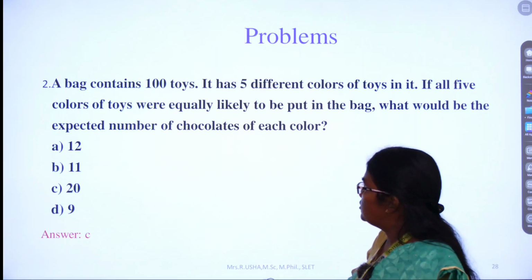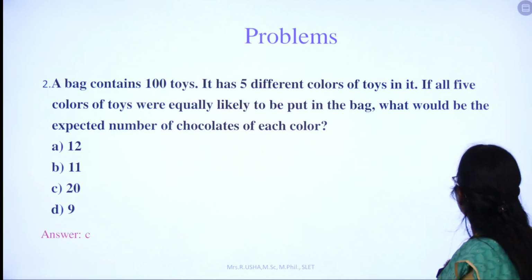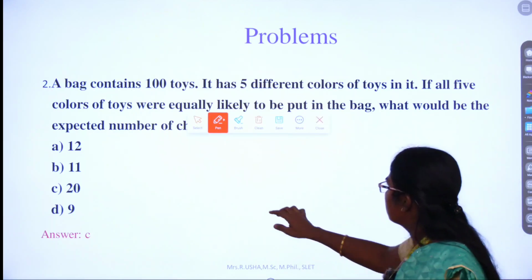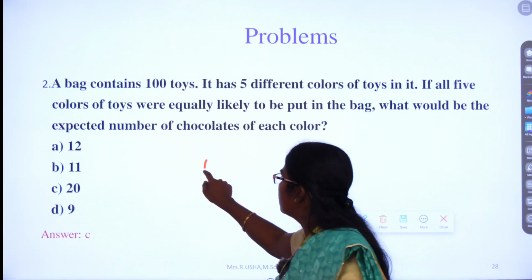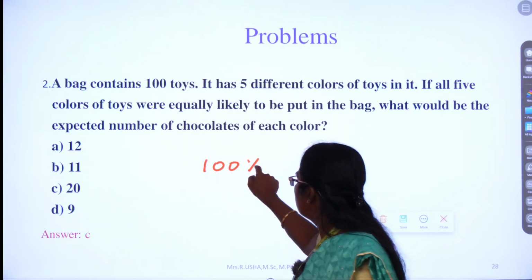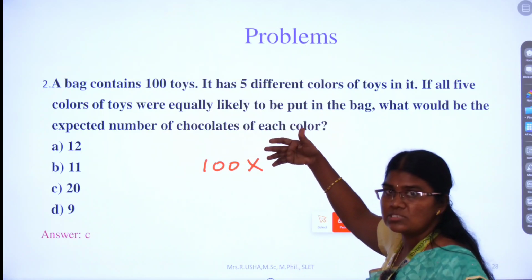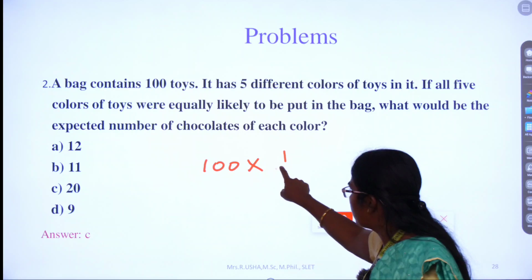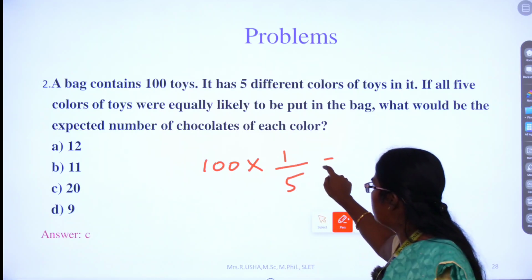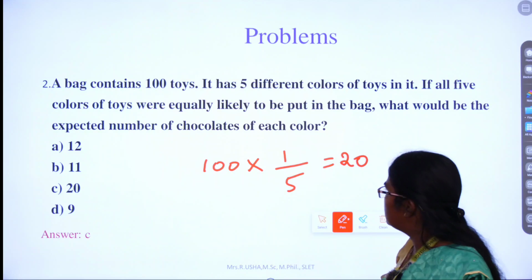So already you know the expected frequency. The number of toys will be 100 into, so there are 5 different colors, so the chance of taking a color is, we choose only one color, so 1 out of 5, so that will be equal to 20. So this is our expected frequency.